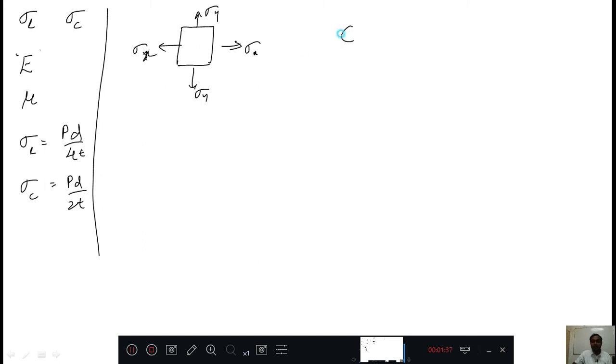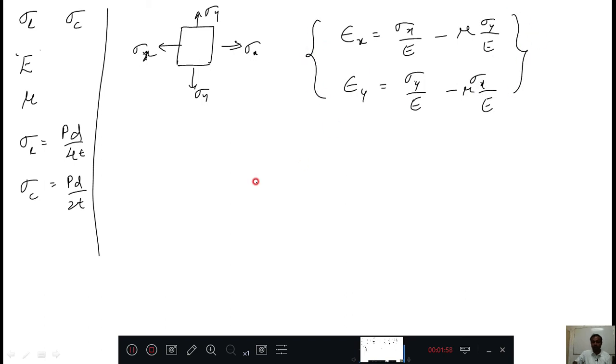There, the strain in the x direction is equal to sigma x divided by E minus mu times sigma y by E. Then the strain in the y direction is equal to sigma y by E minus mu times sigma x by E. This we called the generalized Hooke's law. Here, in place of sigma x I will consider sigma L, and in place of sigma y I will consider sigma C. If I substitute these, what do I get? Epsilon x is equal to sigma L by E minus mu times sigma C by E.